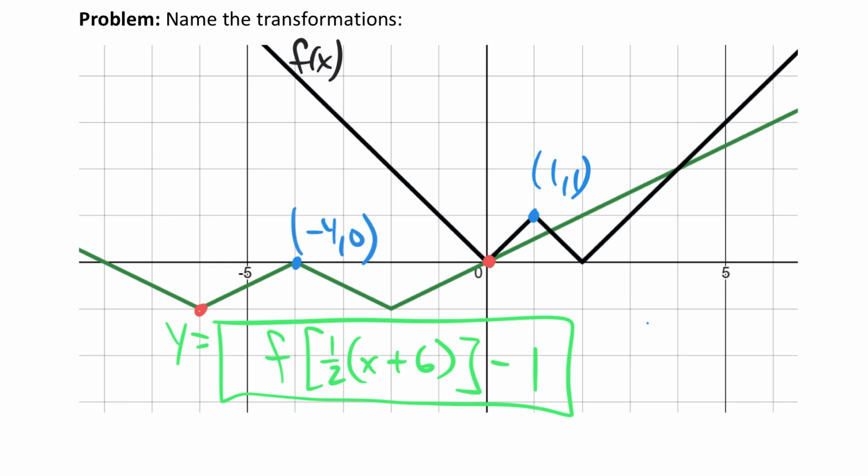So again, we could take our 1, 1 and apply our transformations. So we have to take the x value and multiply by 2. So 1 times 2 and then subtract 6. The y value, we have to subtract 1 from it. In other words, 1 times 2 minus 6 is -4. 1 minus 1 is 0. There we go. It checks out.